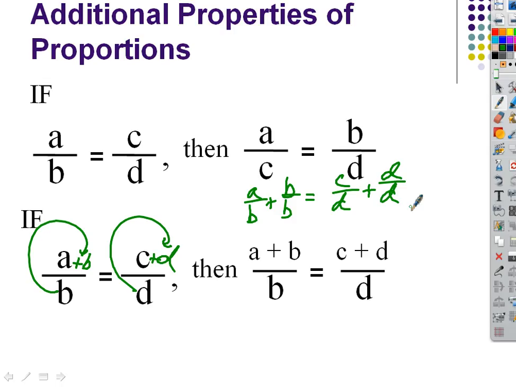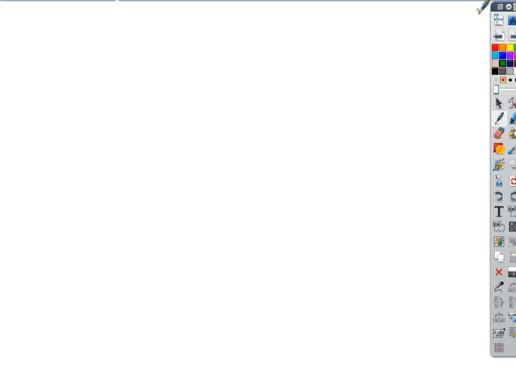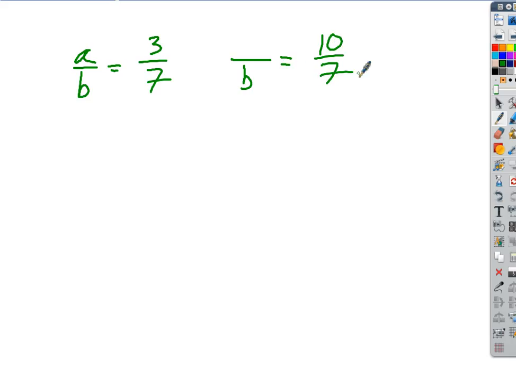So in those problems on the assignment, let's try one of those. So what if we had a over b equals 3 over 7. I want to know what a plus b over b equals: 10/7.